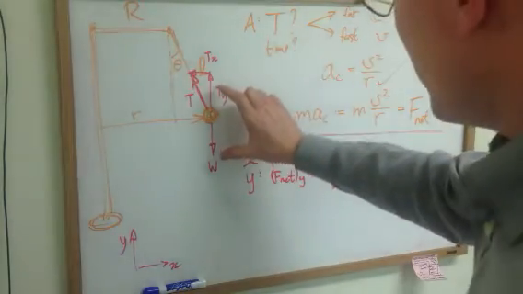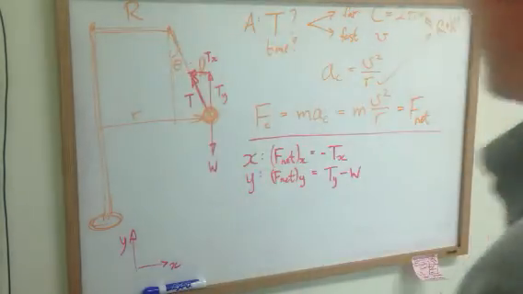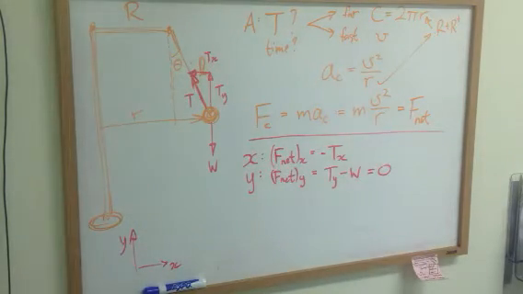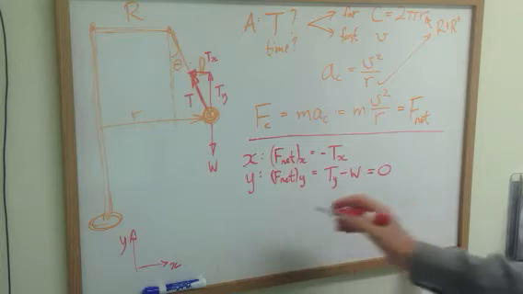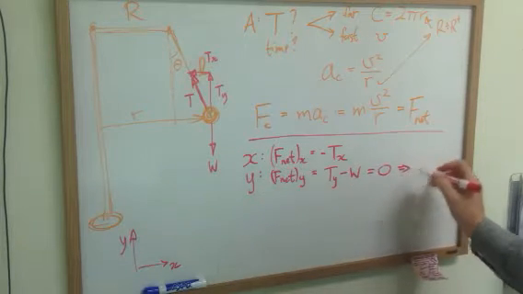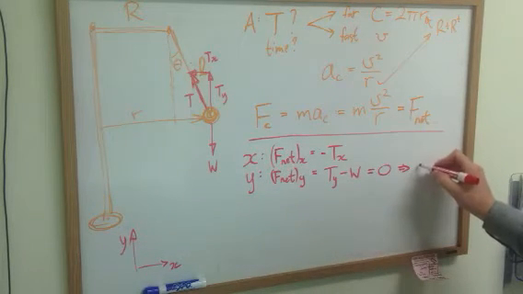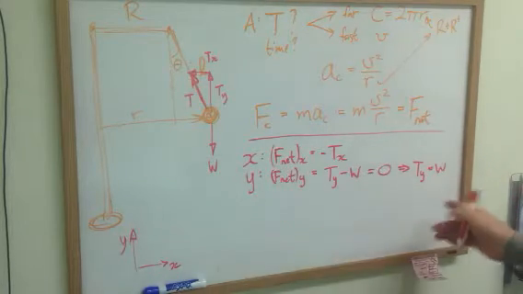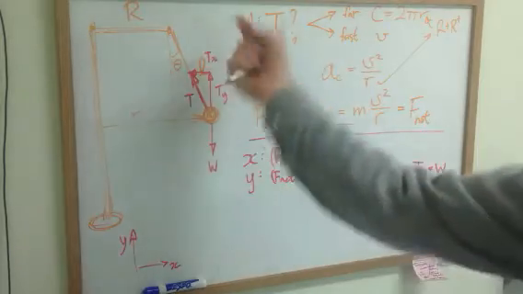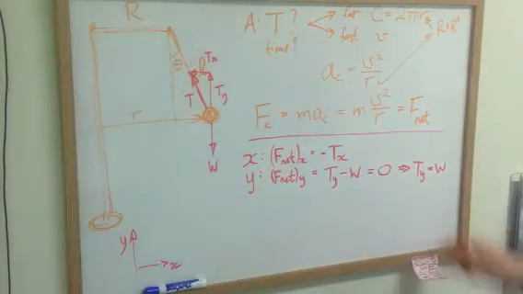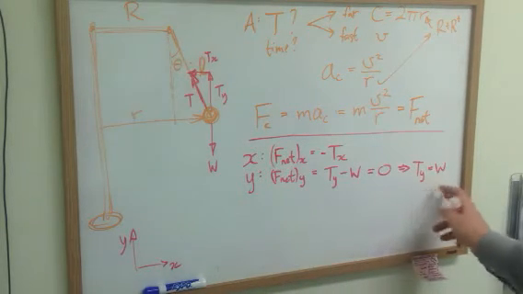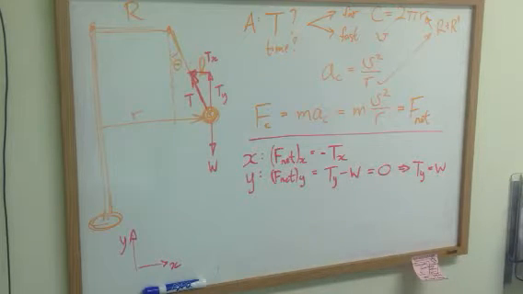Now, she is neither accelerating up or down, so at least in the y direction, I know that the net force is 0. So from that, I can tell that Ty is equal and opposite to the weight. Ty is up, the weight is down. They're equal. Together, combined, they add up to 0, so they must have equal magnitudes.